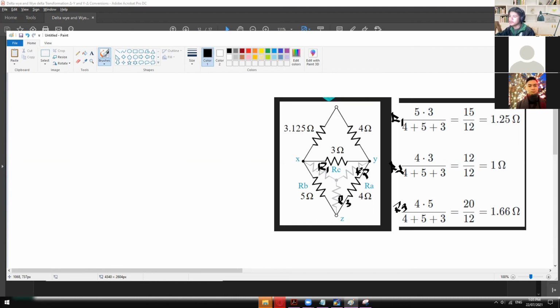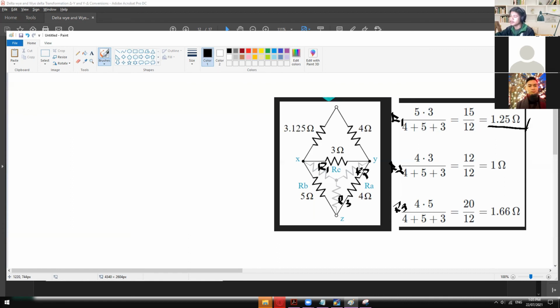So if you want to solve for the R1, just deal with the resistors next to it, or kung ano man yung katabi niya. So we have RB and then RC right here. Just multiply those with each other. So 5 times 3 divided by the total resistance, which is 4 plus 5 plus 3. So 5 times 3 is 15 divided by 4 plus 5 plus 3, which is 12. So 15 divided by 12 will give you this result.